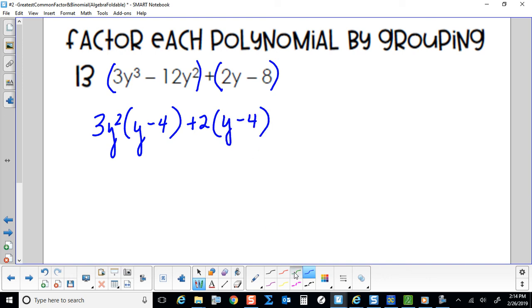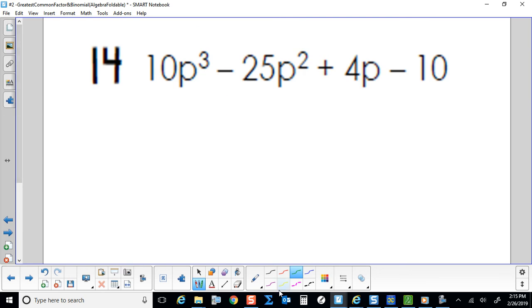Okay. Now, can we factor out? We have this term and this term. Can we factor out a common factor? Yes, y minus 4. And that leaves me the other factor of 3y squared plus 2. Go ahead and try 14.